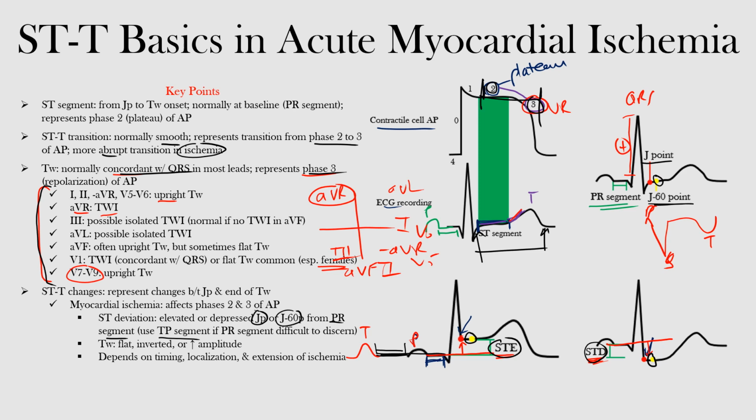And then that J60 point, 60 milliseconds after the J point, is usually used in exercise stress testing. The T waves can be flat, they can be inverted, or increased in amplitude, like in hyperacute T waves. And then remember, these STT changes really depend on the timing, localization, and extension of the ischemia. Well, that's the end of this lecture. We discussed the ST segment and T wave, including what they represent, how they normally appear, and how they are affected in myocardial ischemia. I hope you learned something.